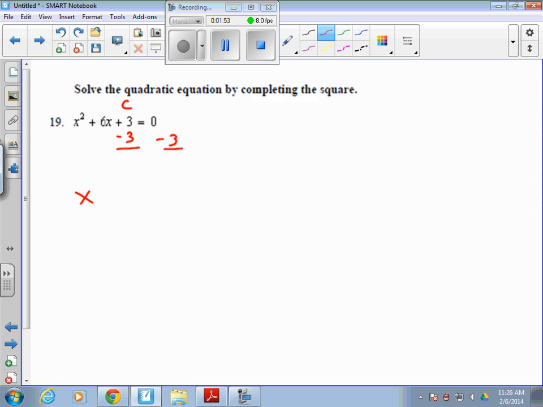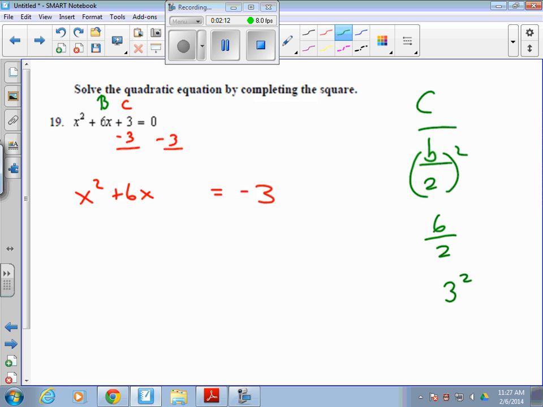So now you have x squared plus 6x plus c equals negative 3. We have to find c. Remember, to find c, you take b, you divide it by 2, and then you square it. b in this case is 6. So 6 divided by 2 is 3, and that squared is positive 9.